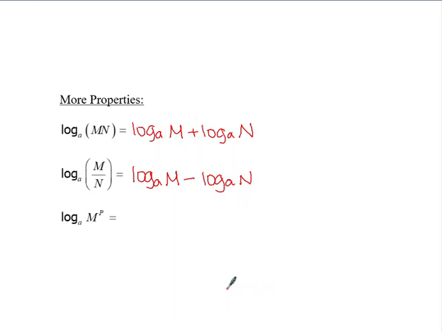Our final property is called the power property. Log base a of m to the p is equivalent to p times log base a of m. And again, this comes from the laws of exponents, where if you have a power to a power, you multiply the exponents.